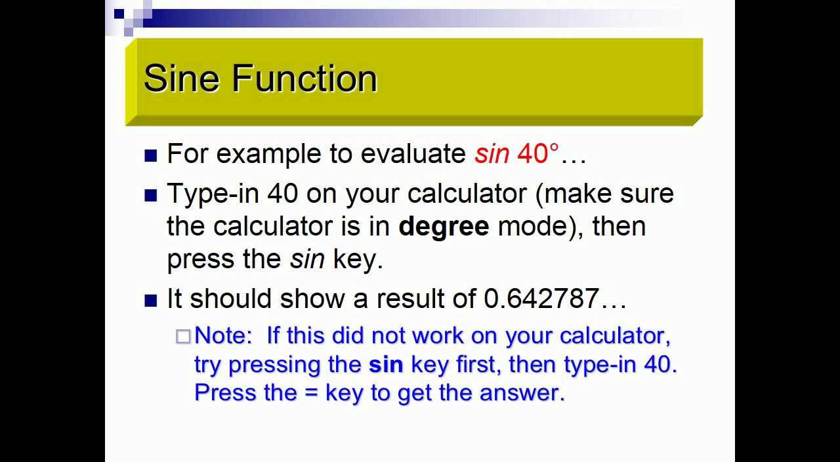For example, to evaluate sin 40 degrees, type in 40 on your calculator. Make sure the calculator is in degree mode, then press the sin key. It should show a result of 0.642787. Note, if this did not work on your calculator, try pressing the sin key first, then type in 40. Press the equals key to get the answer.